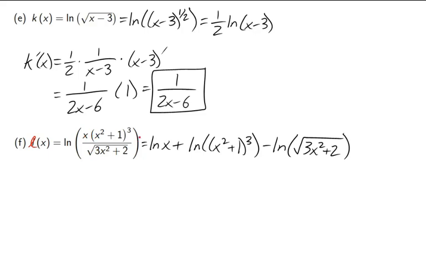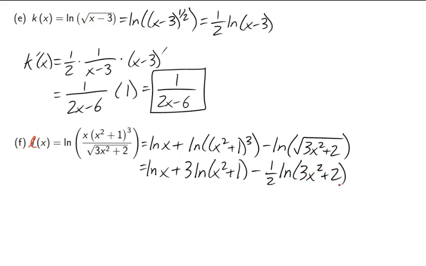Whenever I took this apart, I really took the numerator, which was all of this, minus what's on the bottom, because a quotient becomes subtraction. And then the numerator can also be split, because a product becomes a sum. Let's do one more step to clean this up by bringing the powers in front. So I get 3 natural log of x squared plus 1. And just like what we did in the previous example, we've got a 1/2 natural log of 3x squared plus 2. Now we can take the derivative.